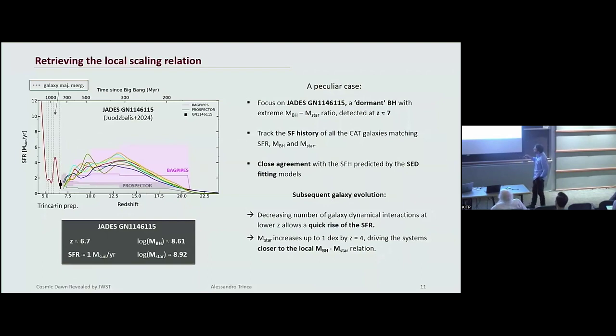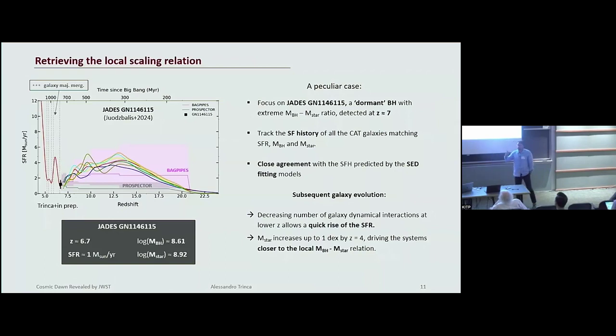But in this case, we can track forward in time the evolution of these systems, and you can see how, as soon as the system does not encounter strong dynamical interaction, you can see the major merger of this system signed by the vertical lines. The star formation rate of the galaxy might rise very quickly, up to one order of magnitude. And if we look at this peculiar evolutionary case, the stellar mass increased by one order of magnitude by the time the galaxy evolved down to redshift 4, pushing the system closer to the local scaling.